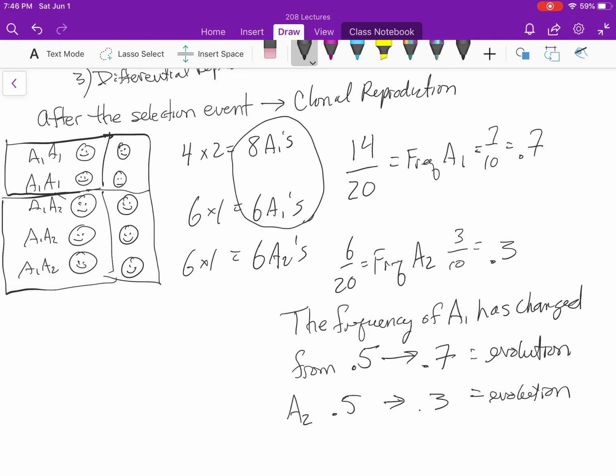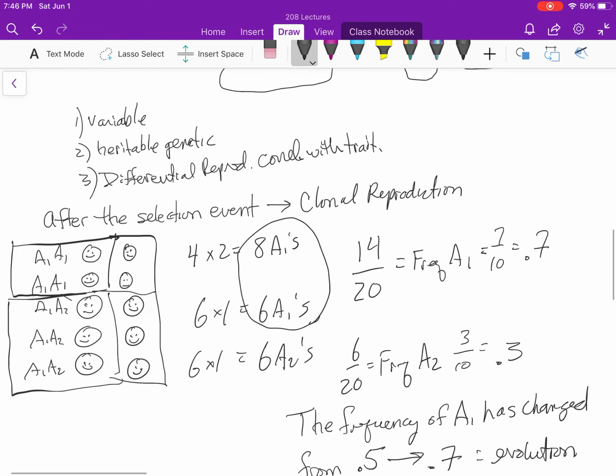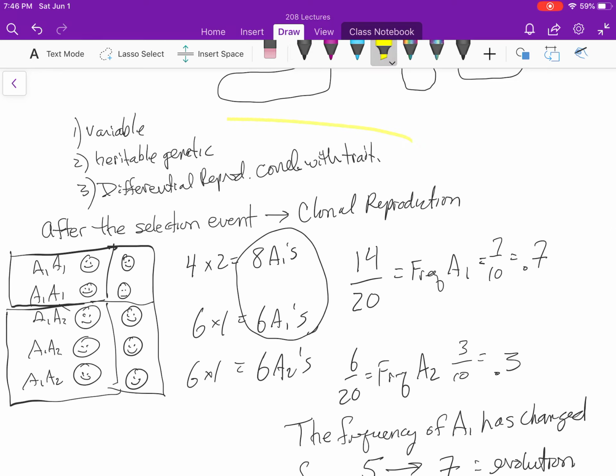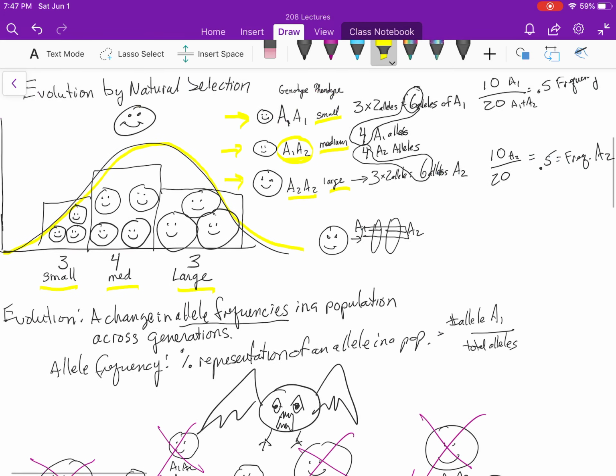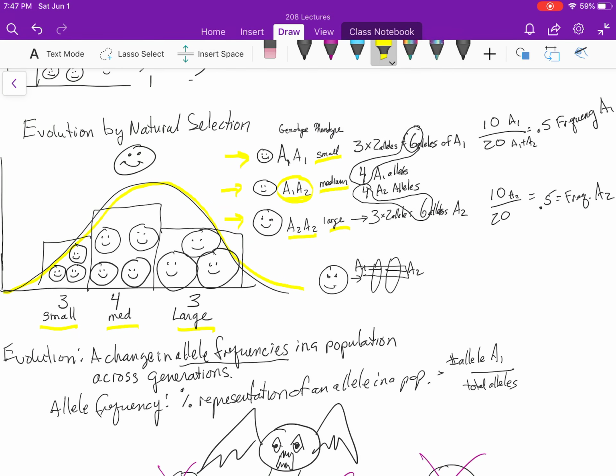So what we see is a shift in the frequency of alleles in the population. And so this is achieved by going back and looking at these. These are the 3 main components here. The trait had to be variable, heritable, which means it's genetic, and it had to have differential reproduction correlated with the trait. And so what we see is that in this case, it was the heterozygotes that had a lot down here, but we lost all the homozygous A2s. So this event then brings us back to evolution by natural selection.